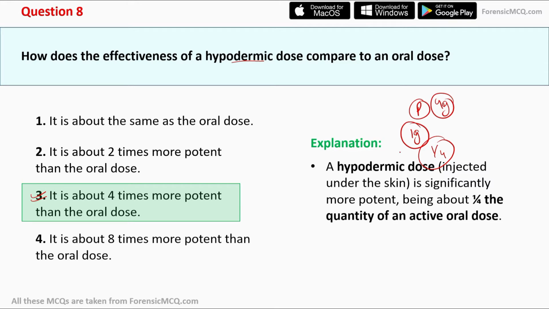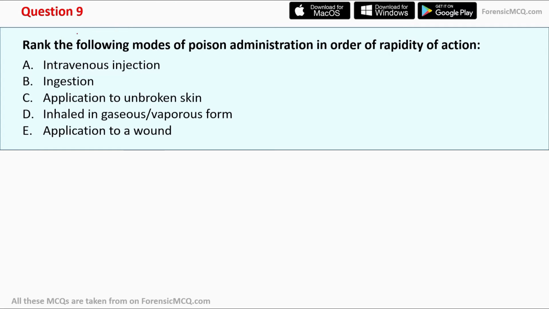It usually required around 1 gram of that dosage. So in other terms, you can say that it is 4x more potent than the oral dose. Now let's move to question number 9. Rank the following modes of poison administration in order of rapidity of action. So we have to rearrange all these options in the order of rapidity.